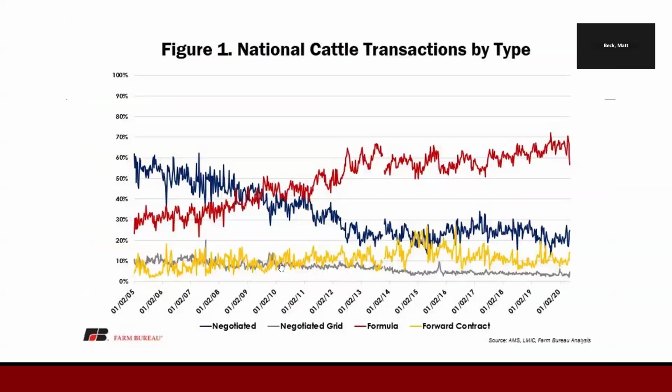This tells you the percent of cattle that are marketed in the US over time. I think it only goes to 2020 though, and it breaks it out by contract type: negotiated, negotiated grid, formula, forward contract. So most people are selling cattle on a formula basis. Most people are not forward contracting, so they're not having an established contract with a packer.